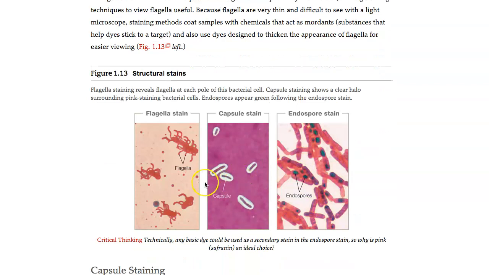So here's a couple of specific structural stains. Here's a flagella stain, and here you can see the multiple flagella coming off of the rod-shaped bacteria. Now this is a stain for a capsule. A capsule is essentially a polysaccharide envelope that surrounds the bacteria. For certain strains of bacteria, it can be very, very important for infectivity. We'll talk a lot about capsules later on.